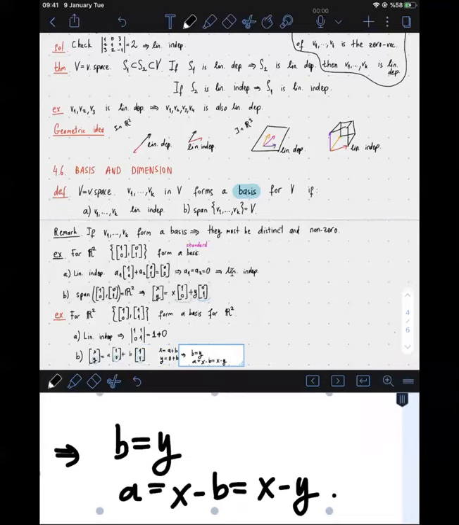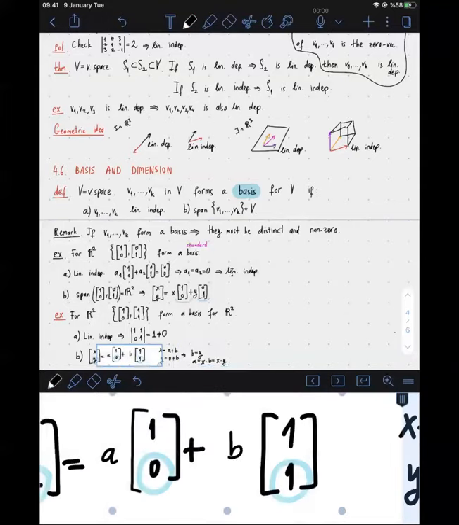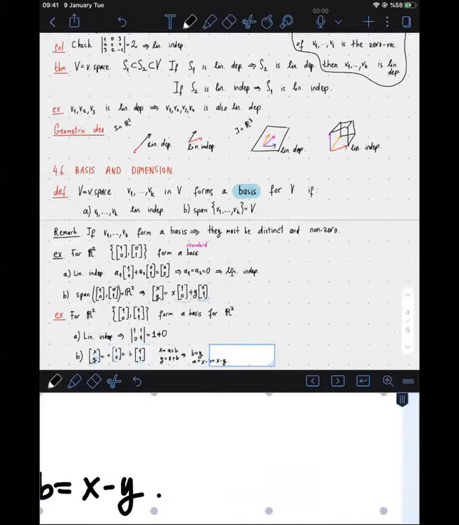Okay, so this shows why B is y and A is x minus y. Okay, let's take a break here.